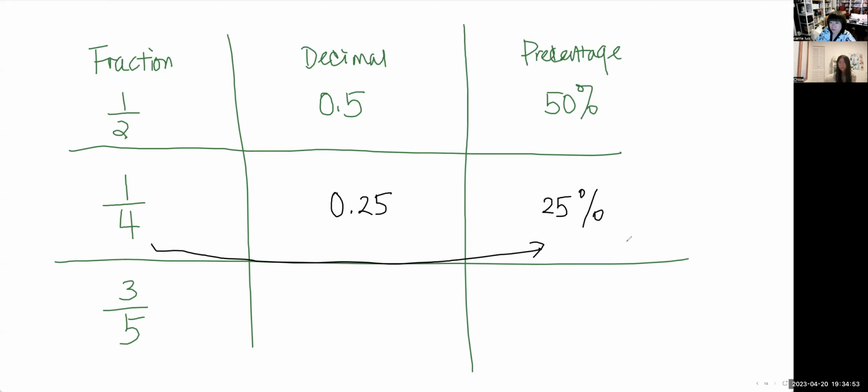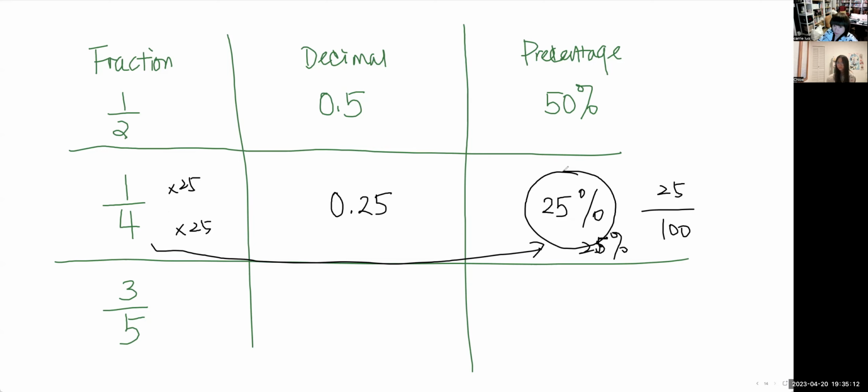Because you know this is 1 over something, and you want it over 100. So you times 25, and the top also times 25. So it's 25 over 100. It's 25%. Get it? And Chloe, let me just tell you, there's a secret: if you know the percentage, you can even change it back to decimal as well.